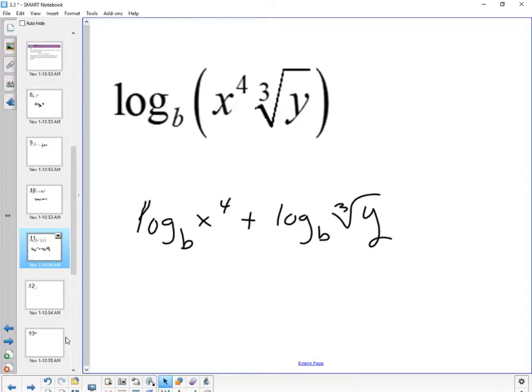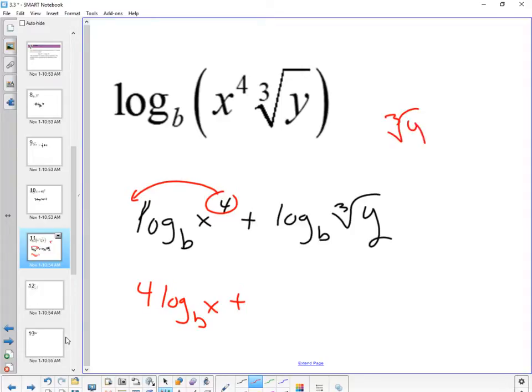So for the first part, we can use our power rule to kick this to the front. So that would be 4 log base b of x, plus 1/3. Now this cube root of y is y to the 1/3, right? That means this is a power that I can kick to the front. So then you would get 1/3 log base b of y.